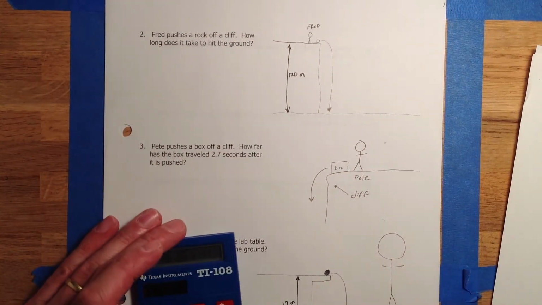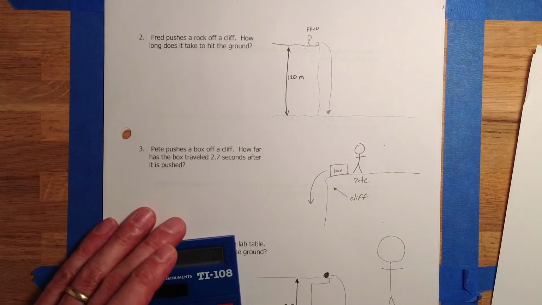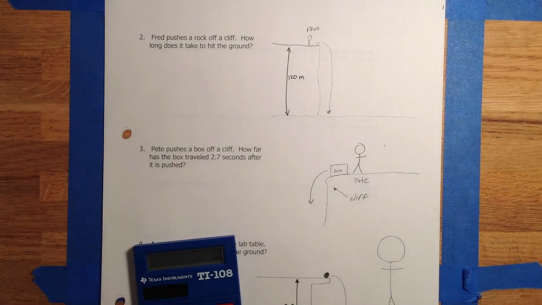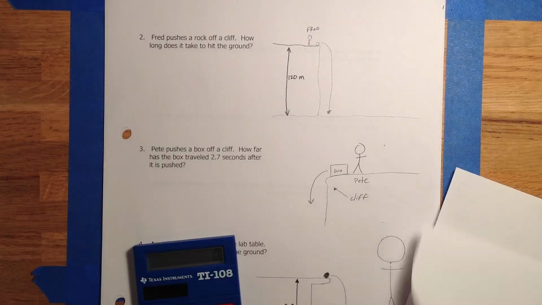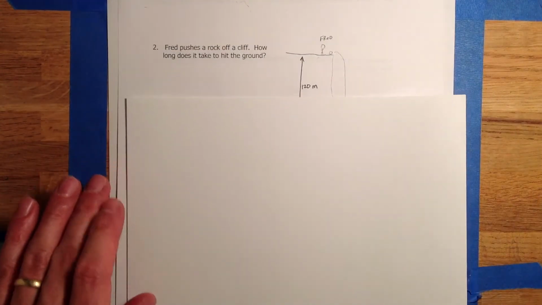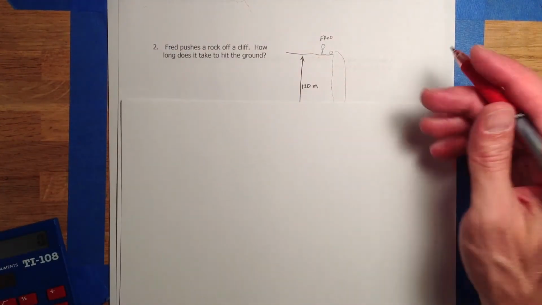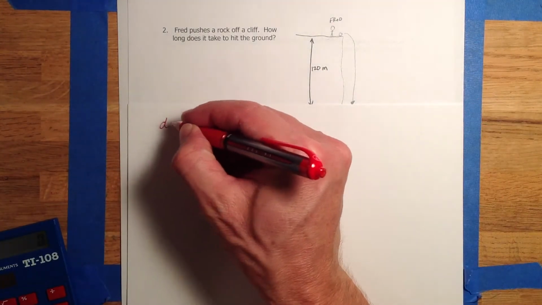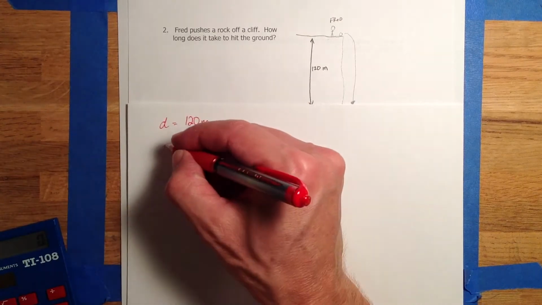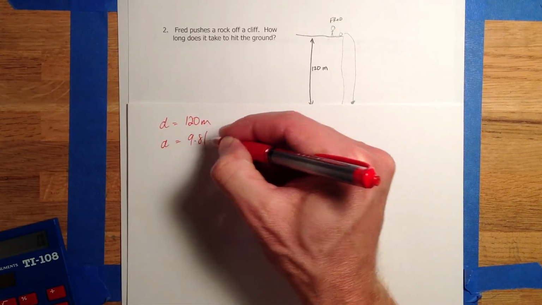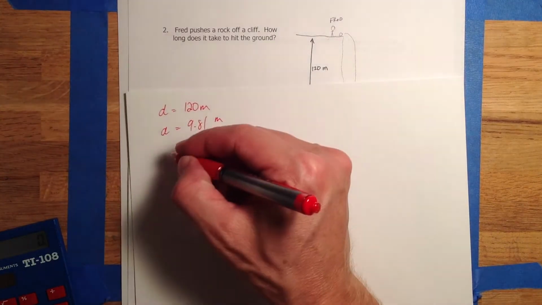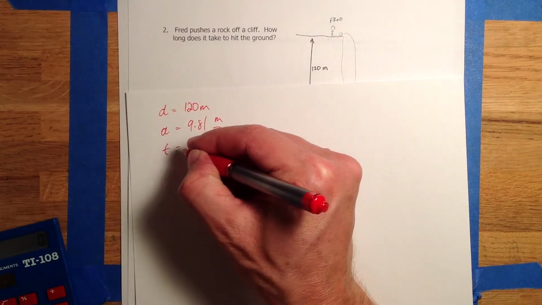Number 2, Fred pushes a rock off a cliff. How long does it take to hit the ground? I think pictures really help. It's 120 meters. Let's see what we have here. So, how long? Distance is going to be D equals 120 meters. Acceleration we're going to know is 9.81 meters per second squared. And we're looking for time.